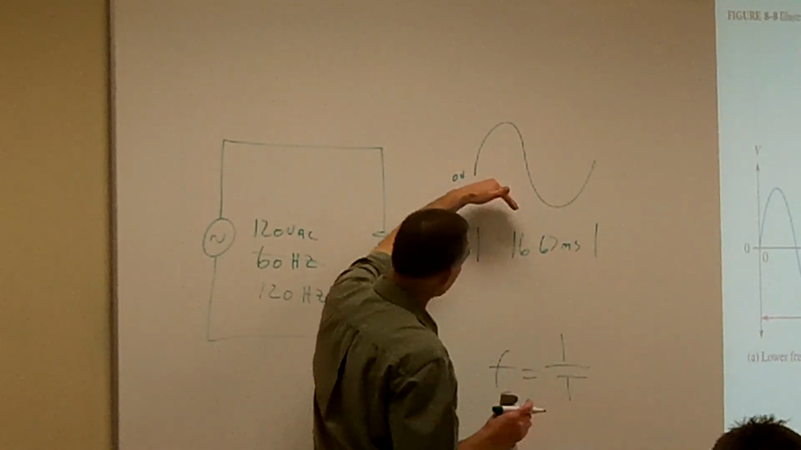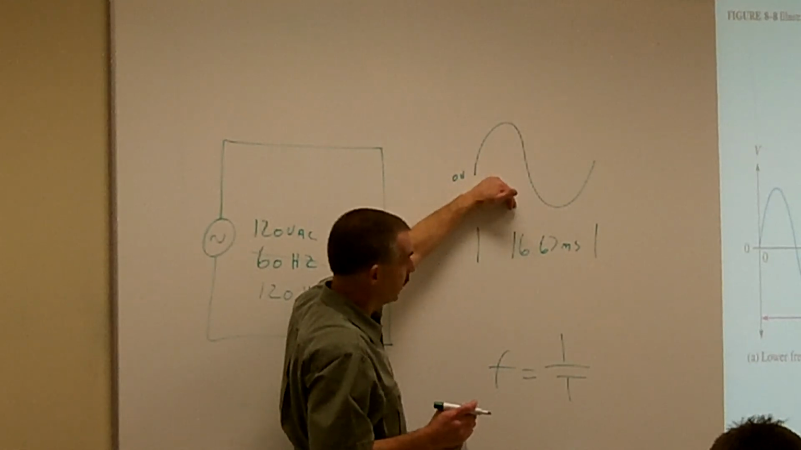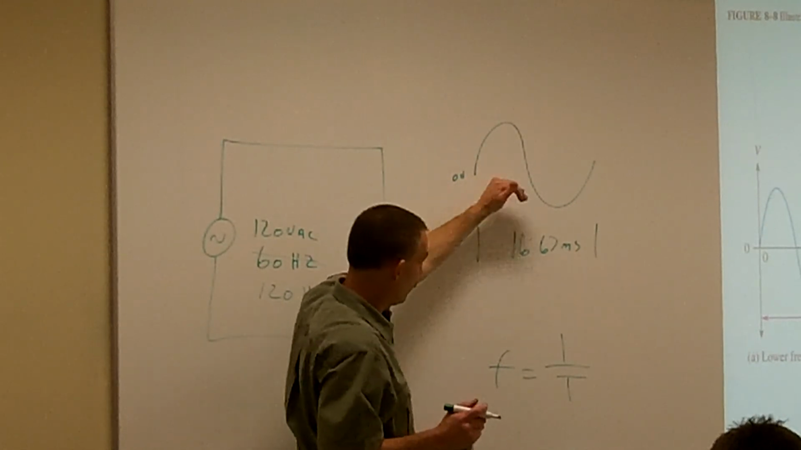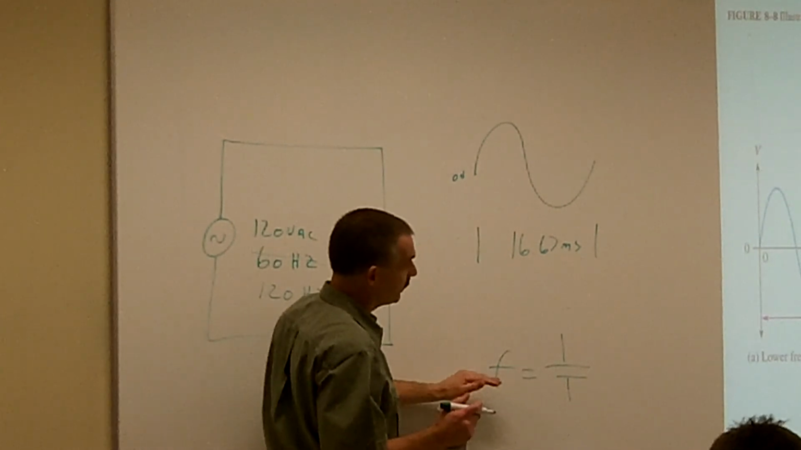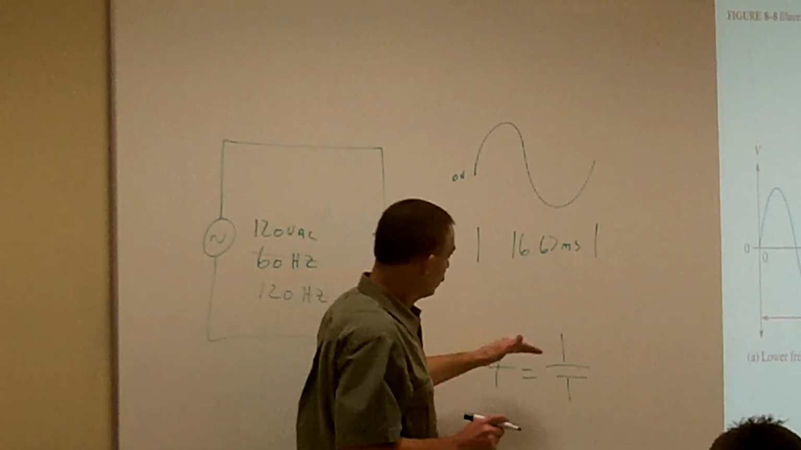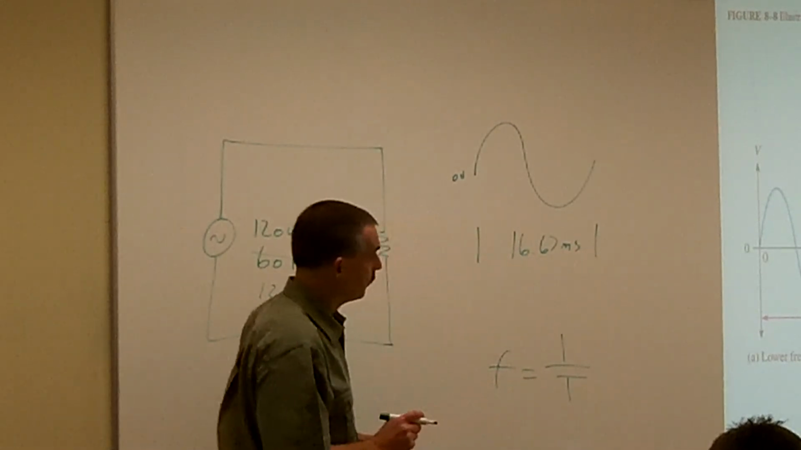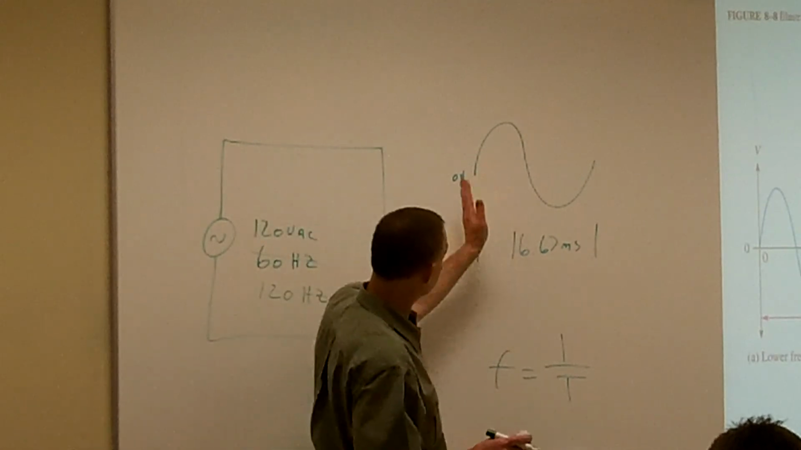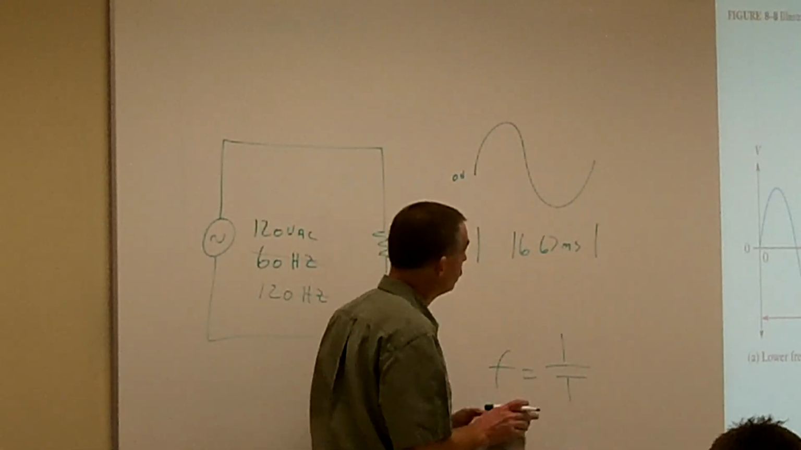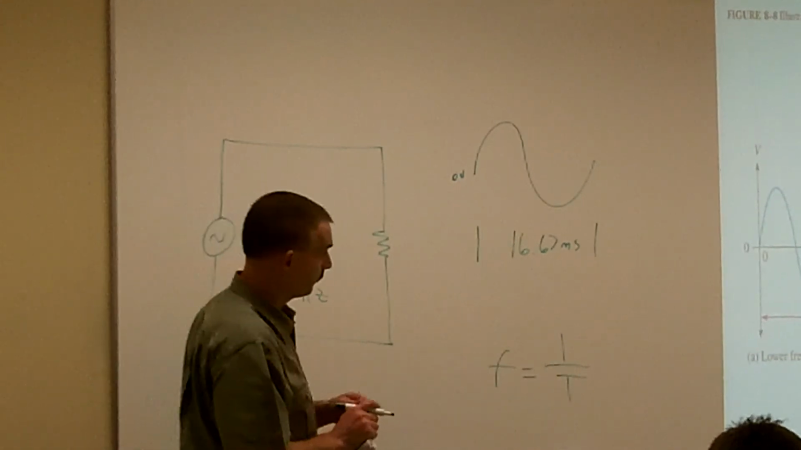So sometimes people get kind of confused. When I'm doing my period, I'm talking about how long does it take to complete one cycle. And when I'm talking about my frequency, I'm talking about how many cycles it does in 1 second. So for example, this one, my 60 hertz is doing it 60 times in 1 second. My period, it takes 16.67 milliseconds to complete one cycle.